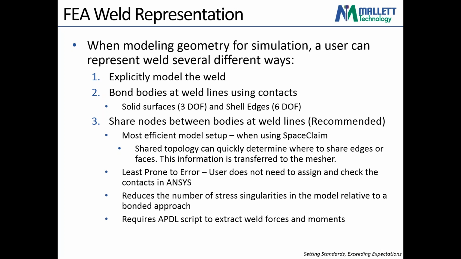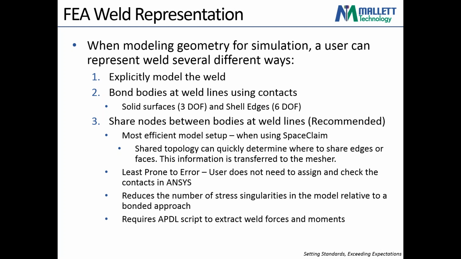Oh, sorry, I misinterpreted that. So the second is, rather than explicitly modeling the weld, we can just bond bodies at weld lines using ANSYS contacts, right? If we're bonding solid bodies together, we have to bond surfaces, because if we just bond a line, we still have degrees of freedom for that body to move in. It doesn't actually represent the rigidity and the restriction that the weld would impose. And if we're bonding shell edges, we just have to bond edges because nodes on that edge will have restricted rotations and translations.